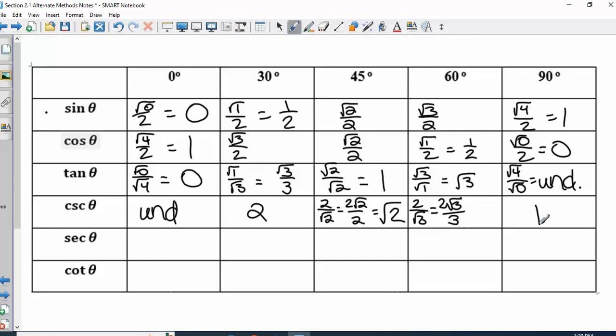Alright, how do we get secant? Flip cosine. So reciprocal of 1 is, reciprocal of radical 3 over 2. Can I just write the 2 radical 3 over 3? I already worked it out one time to show you where it came from. Reciprocal of radical 2 over 2. Reciprocal of 1/2. And reciprocal of 0.